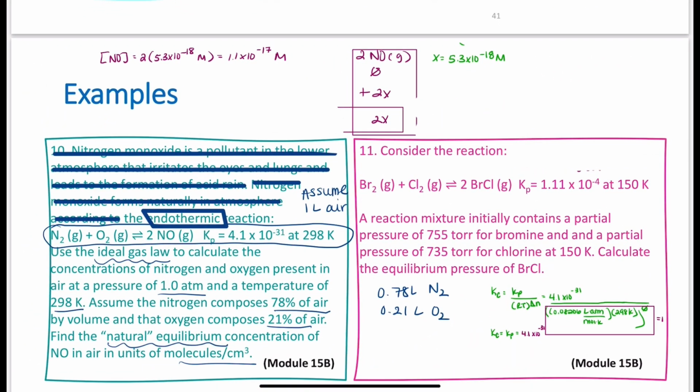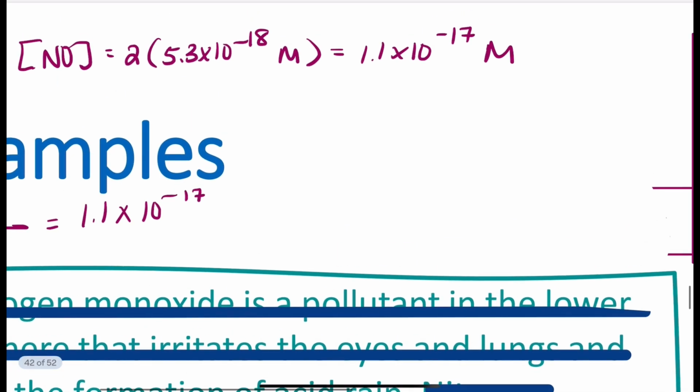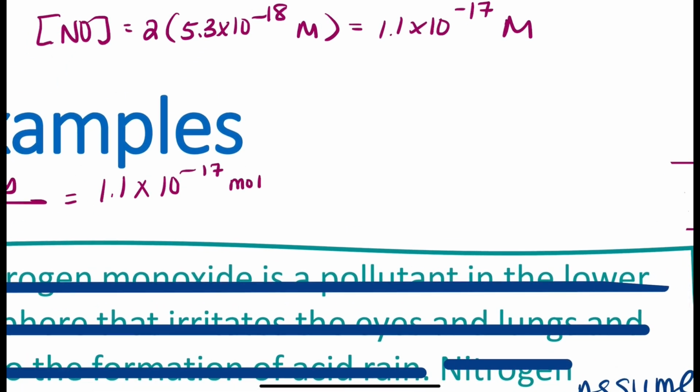I need number of molecules per centimeter cubed. I'm going to try to fit down here. Right now, I have 1.1 times 10 to the minus 17, and that's from right there, moles per 1 liter. How am I going to get to the right units? Well, I can work on the numerator or the denominator first. I don't really care. Let's go ahead and work on the numerator.